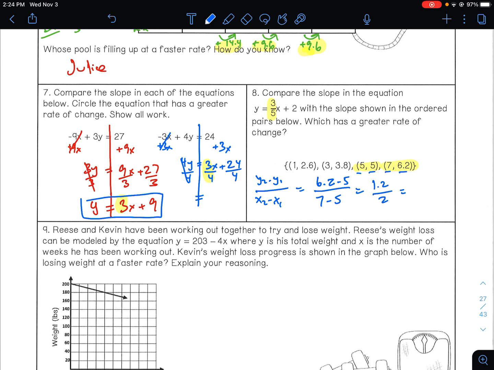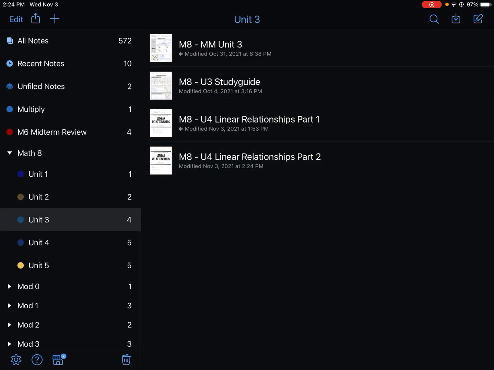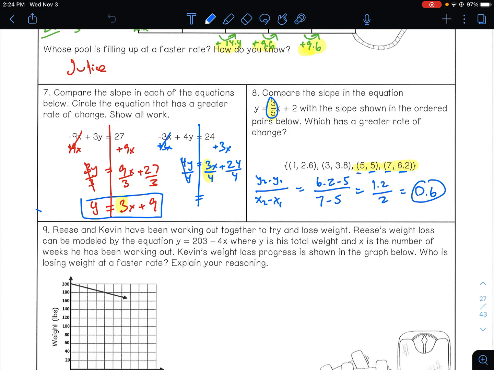If I simplify that further, 1.2 divided by 2 is 0.6, I'm thinking, but I'm going to stick it in my calculator because I am not confident. This is a slope of 0.6. 3/5. Oh, I don't like to compare fractions, so how do I turn this into a decimal? Well, you just divide it. 3 divided by 5 is 0.6, actually. They're both 0.6. Which one has a greater rate of change? Neither. They're both equal.